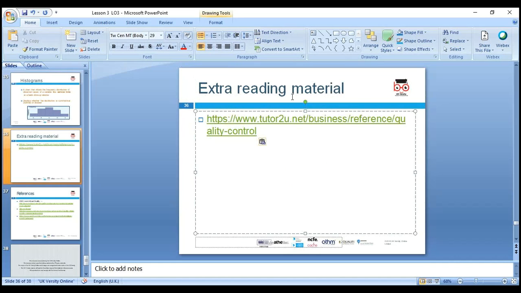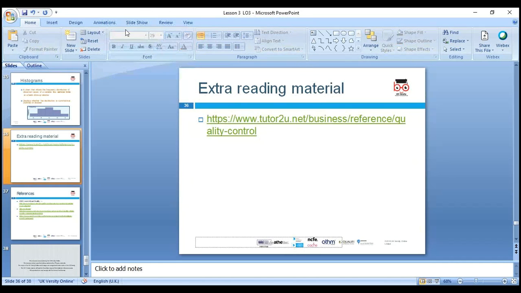Via this link, yes. So you can look around at the extra quality control material and things. Plus, I managed to copy a few extra resources for you, which we'll go through as well. Okay, so any questions up to now?